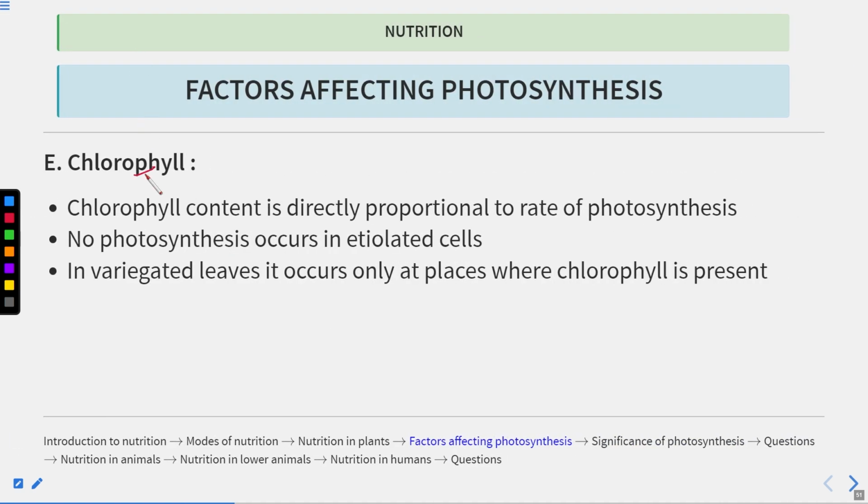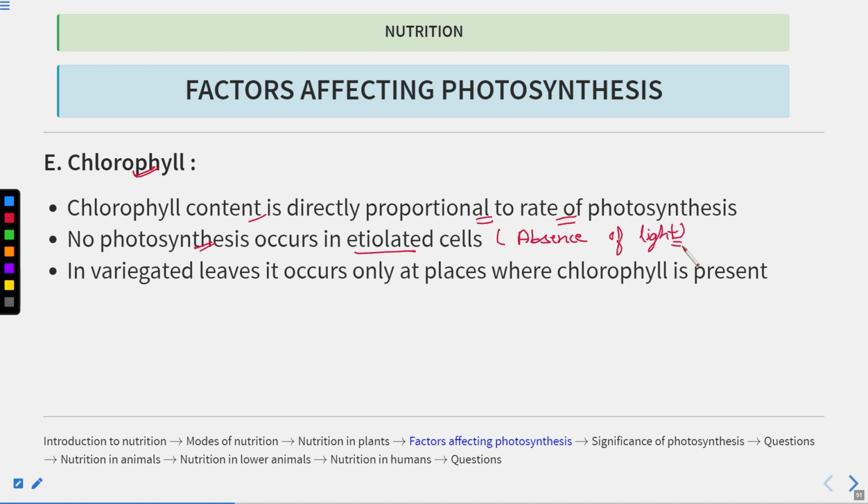Now chlorophyll, which is an internal factor, is also very important. The chlorophyll content is directly proportional to the rate of photosynthesis. This means the higher the chlorophyll content, the higher the rate of photosynthesis. Now, no photosynthesis occurs in etiolated cells. What are etiolated cells? Cells which are grown in the absence of light.